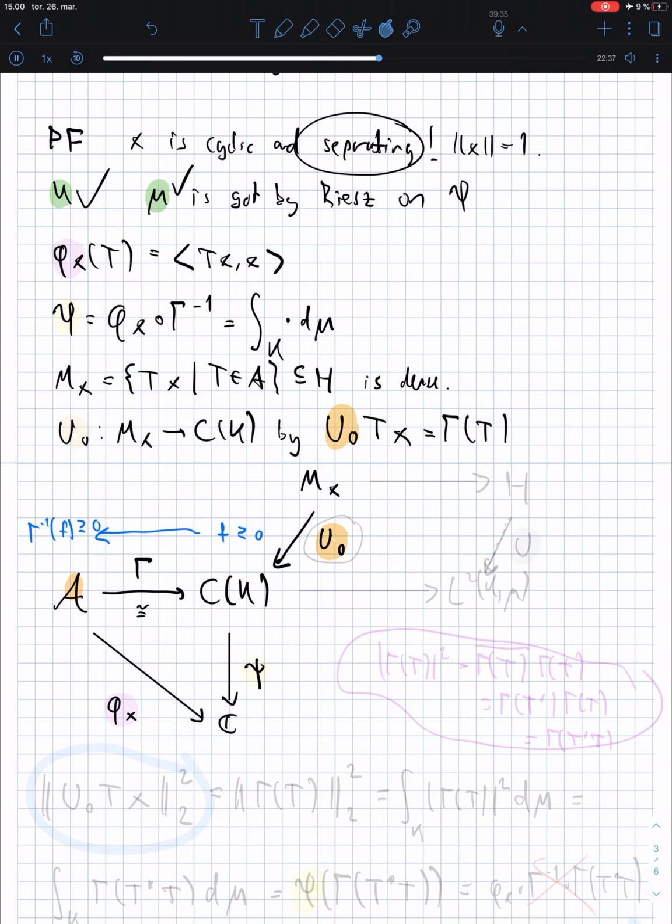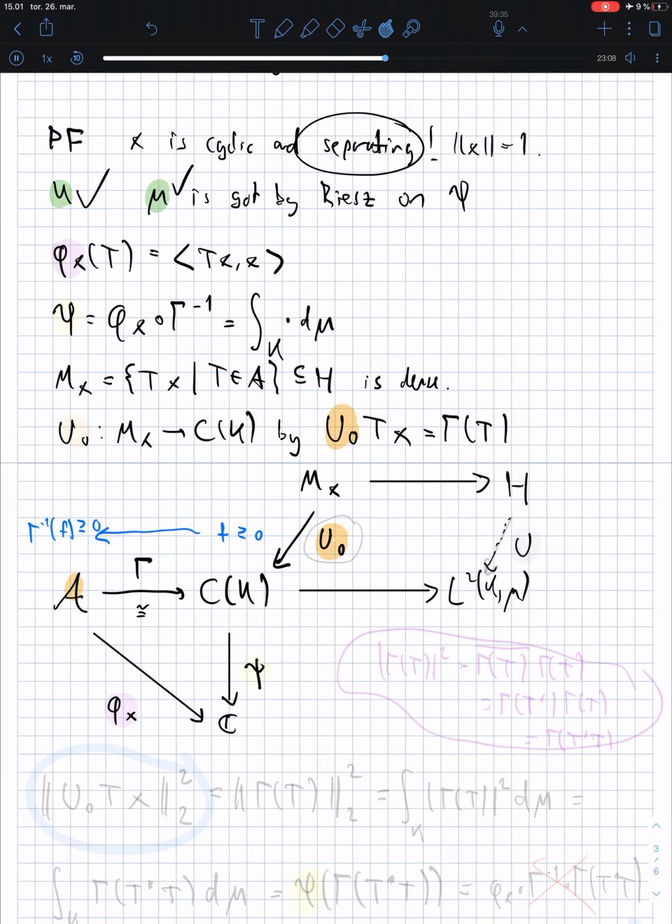And now what we have to do, which is going to take a little bit more work, is that we're going to say, well, mx lies inside H as a dense set. And C of k lies inside L2 of k, mu as a dense set. And now the plan is to define u by extending u naught. Right, so this is the setup.